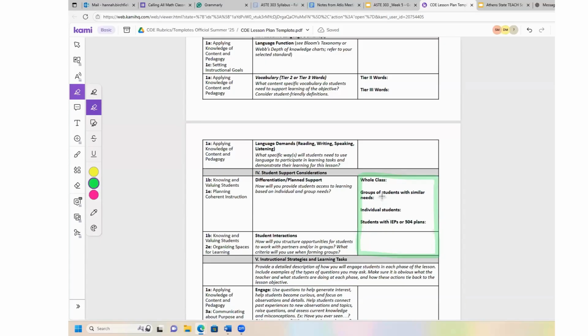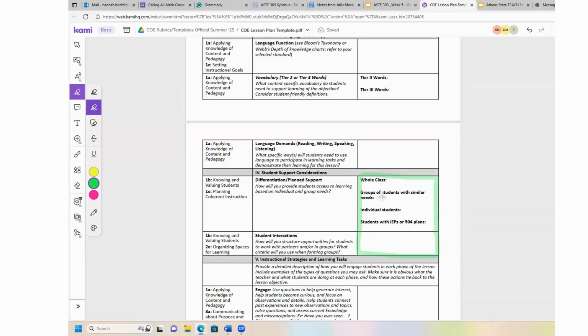Groups of students with similar needs. And we didn't really have groups of students with similar needs because I taught this to y'all as a group of college students. But you can think in your head, okay, and we've talked about this in class. If I had students who had a hard time, let's say, keeping up with everybody.